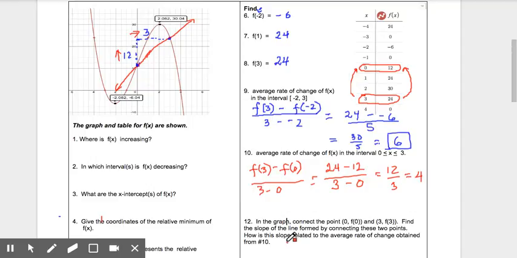So to write the slope, we'll say we went up 12 and go to the right 3, which gives us positive 12 because going up is positive and going to the right is also positive, so positive 3. So 12 divided by 3 is positive 4. Notice that the slope is the same as the average rate of change.